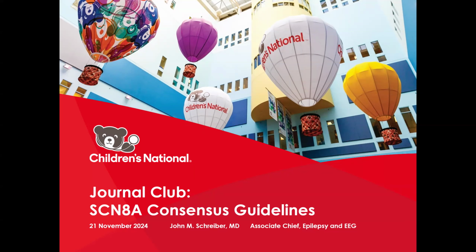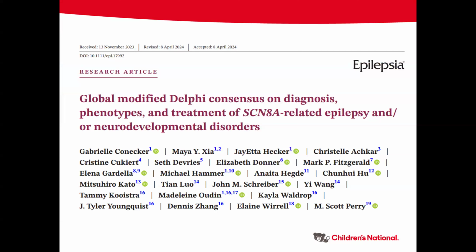Great. All right, so there are two articles here I'll be discussing. The methods are the same, so I'm just going to batch them as one. This is a modified Delphi consensus on SCN8A. One paper reviews how we diagnose, phenotype, and treat SCN8A related epilepsy and other neurodevelopmental disorders. And the other goes over comorbidities, multidisciplinary care, and that sort of thing.